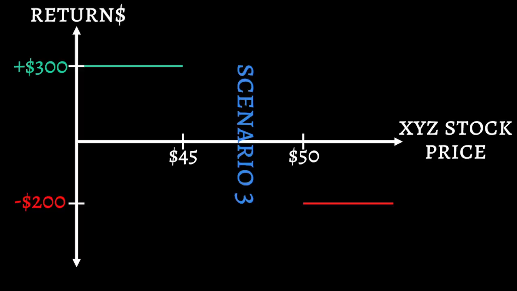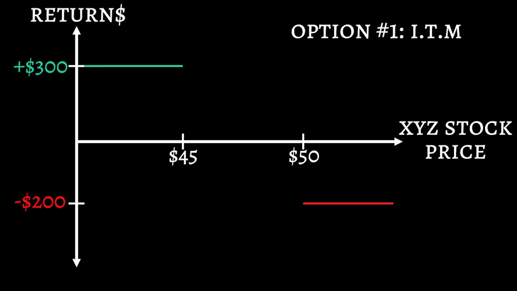Finally, scenario 3. You were kinda right and kinda wrong. This is what happens when the options expire and XYZ is between $45 and $50. At this price point, the first option would expire in the money and the second option would expire out of the money. Within this range, the return would span from a loss of $200 to a profit of $300.